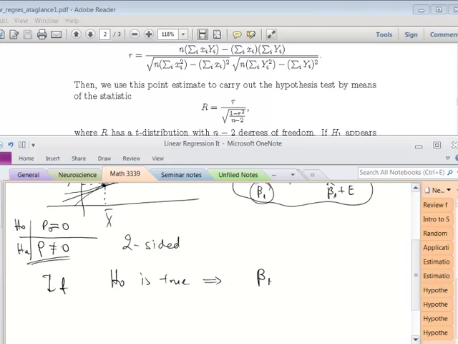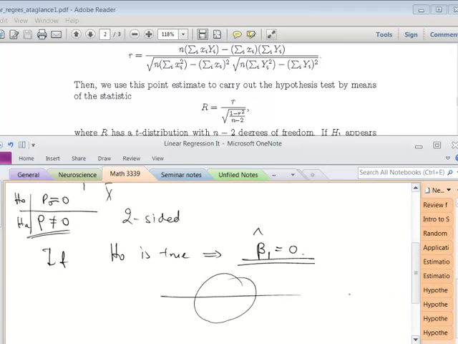Then the point estimate of the slope is equal to 0, which means that the linear regression line is going to be somewhere flat. It doesn't matter where it actually is, but it's flat. The linear regression model does not explain the variability of the data.